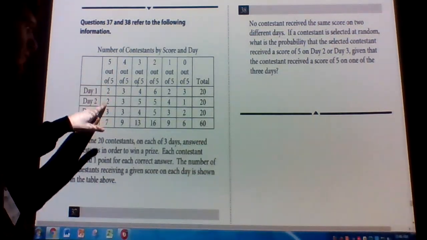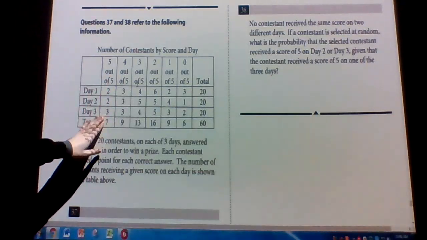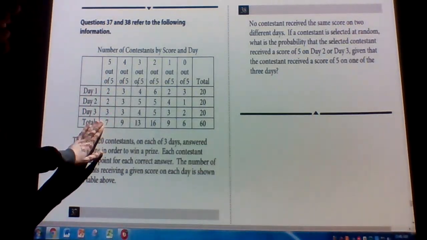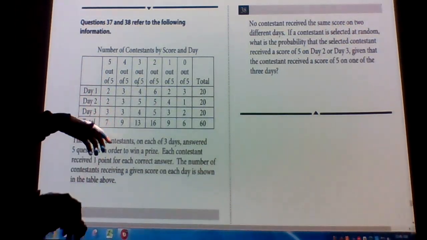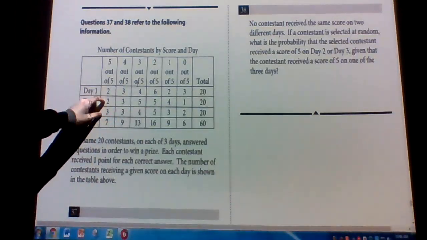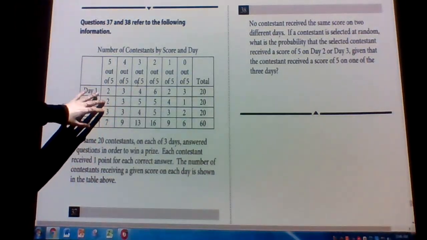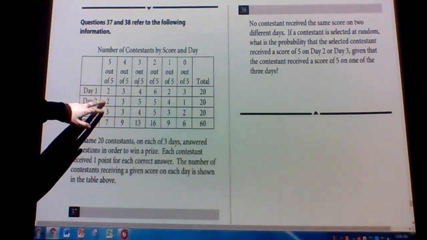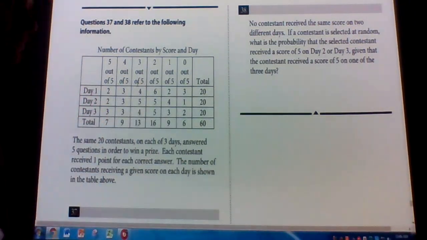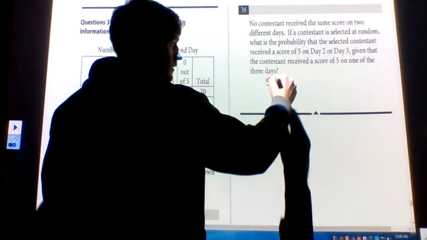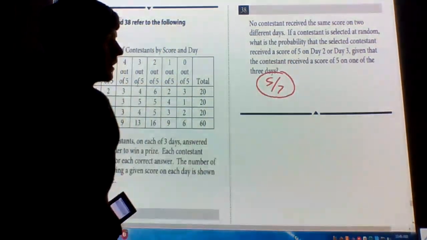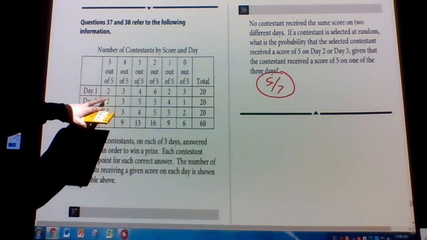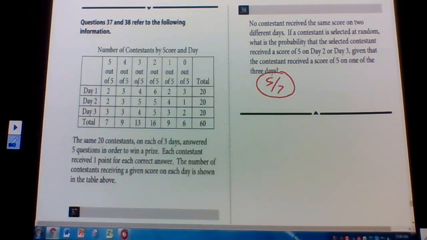So that contestant scored a 5 on one of these days. We want to know the probability, and he can't have done it on multiple days, so we want to know the probability that was on day 2 or 3. Well, there were 5 people that did it, and 7 total, so the probability is 5 over 7. Given no other information, 5 out of 7 would be our answer, I think.